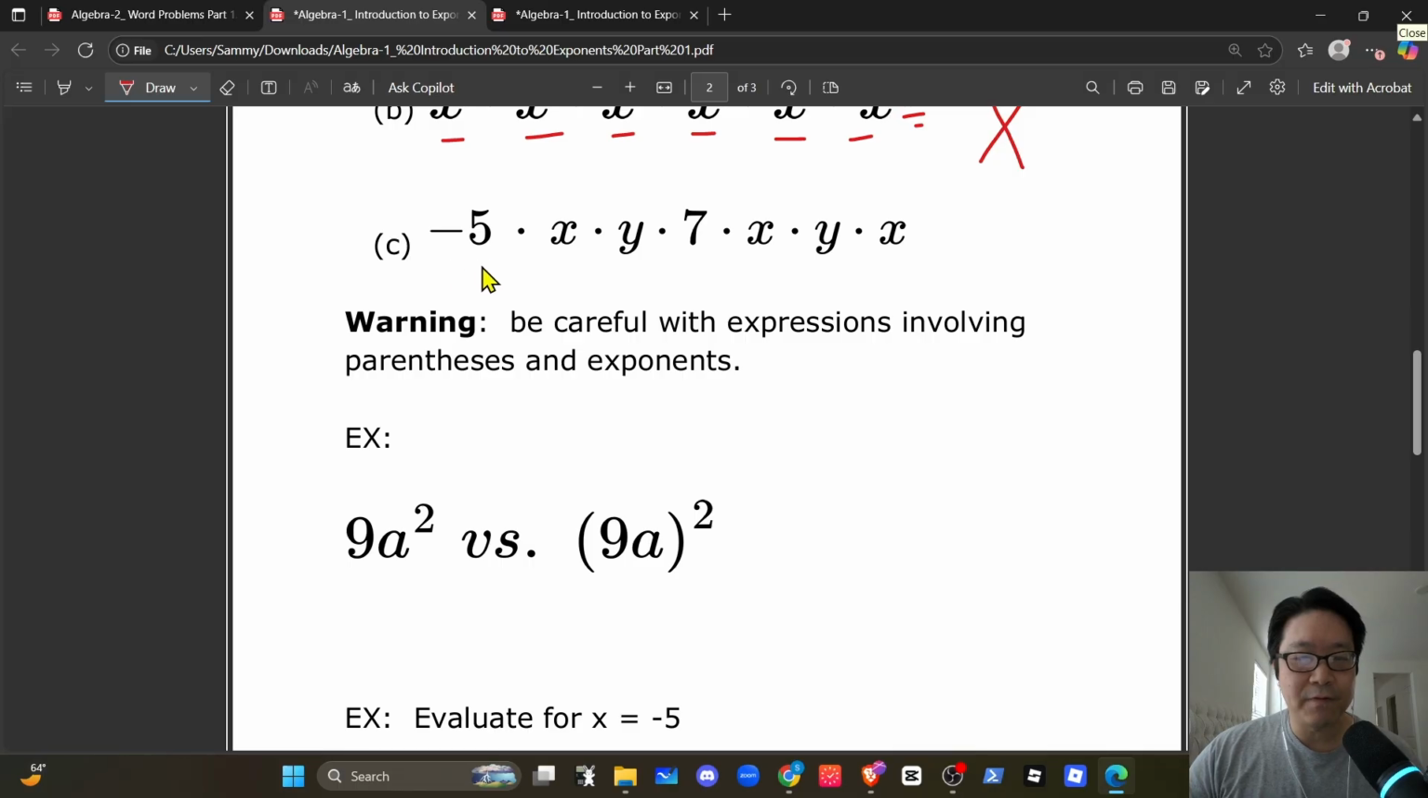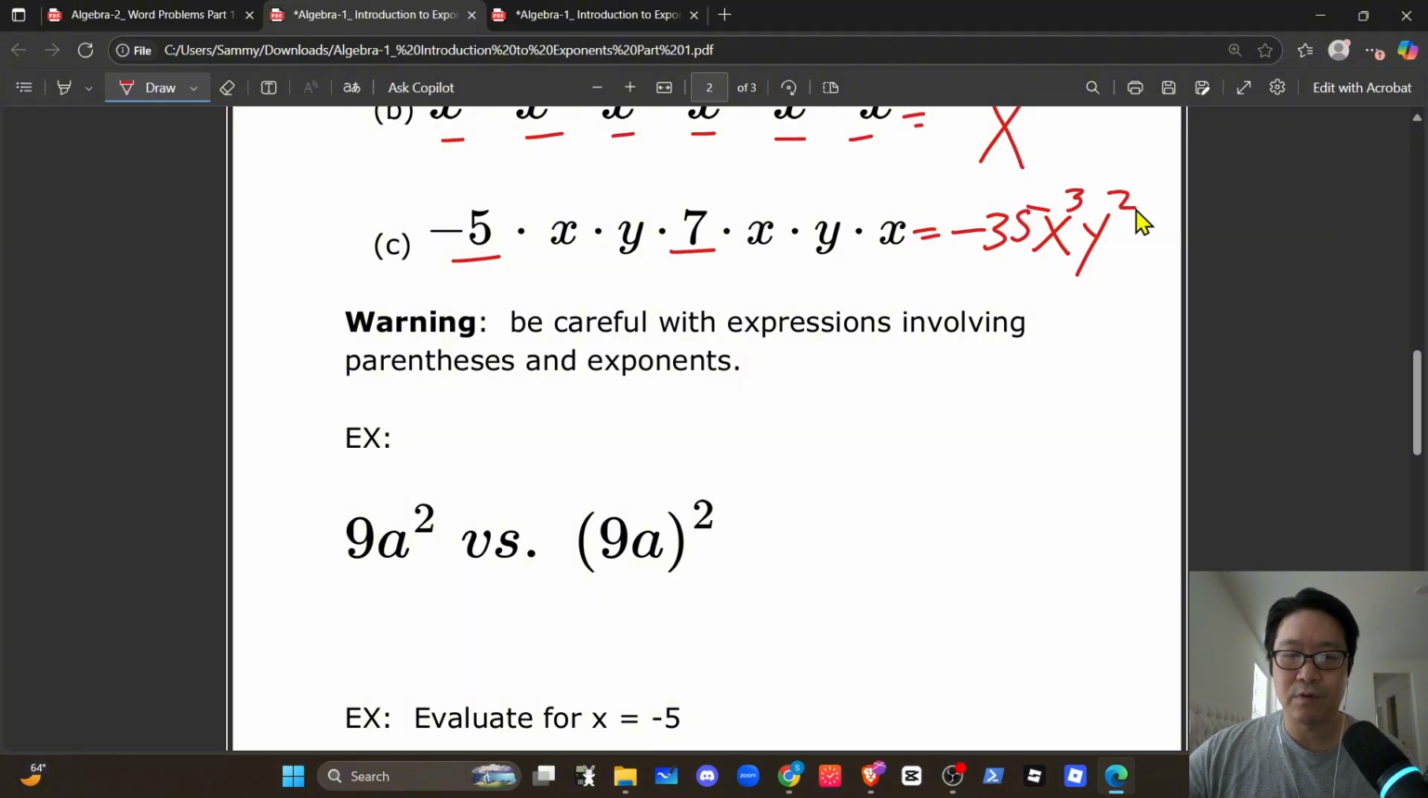C. We have negative 5 times x times y times 7 times x times y times x. All you have to do is count up the x's and y's. The real numbers here that you're multiplying, or the integers, you can just multiply them together. So negative 5 times 7 is negative 35. And for the x variable, how many are there? 1, 2, and 3. So that's going to get an exponent of 3. And for the y variable, there's 2 of them, so that's going to get an exponent of 2. Therefore, the answer is negative 35, x to the third power, y to the second power, or x cubed and y squared.